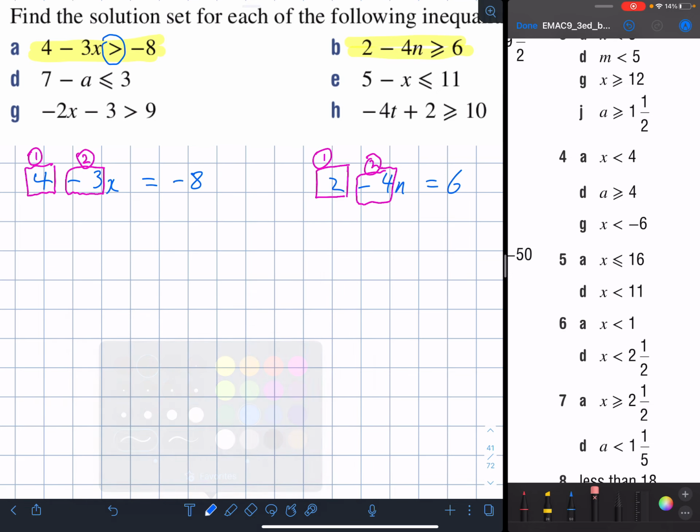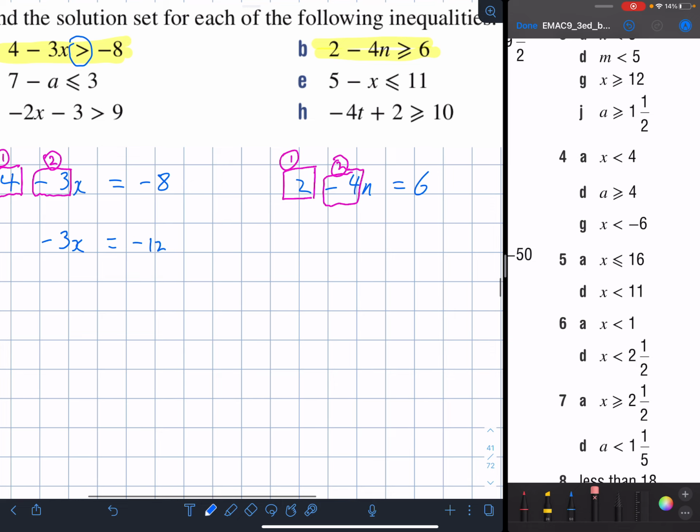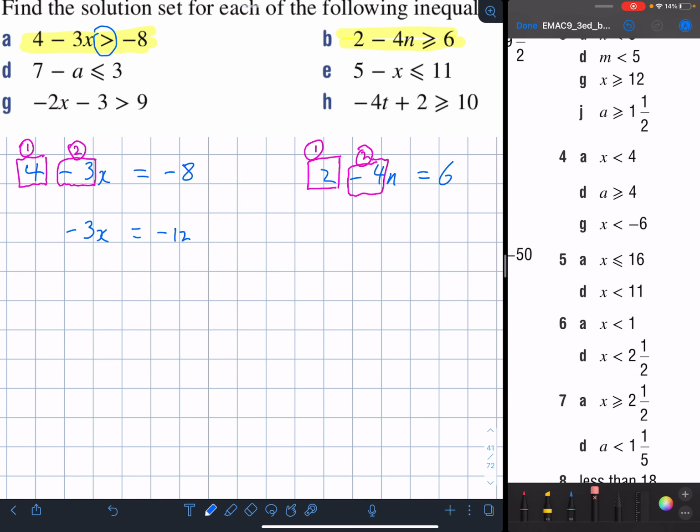And what we would have done in this situation, if we look at the one on the left, is we would have done something to both sides. We would have minused 4 from both sides of our equation. And so that would have given us minus 8 minus 4, which would be minus 12. And on the right, we would have minused 2 from both sides of our equation, which would have given us minus 4n equal to 4.